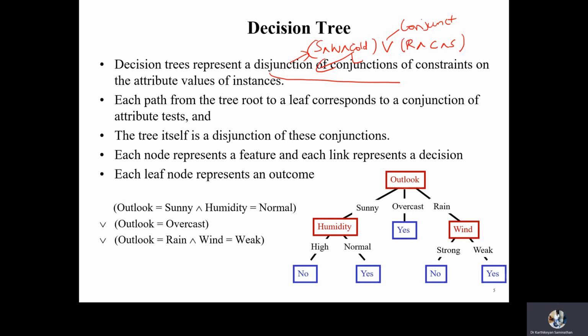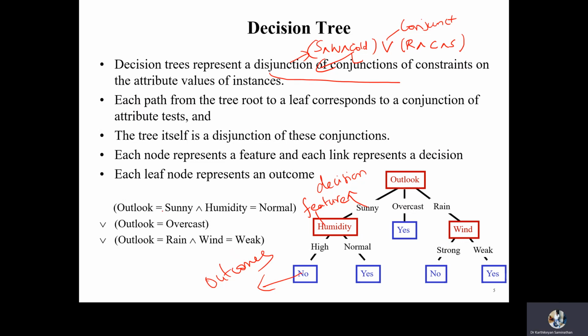Again, each node represents a feature and each link represents a decision. So these links are decisions, these are your features. Each leaf node represents the outcome, the final outcome. So now this can be represented like this.